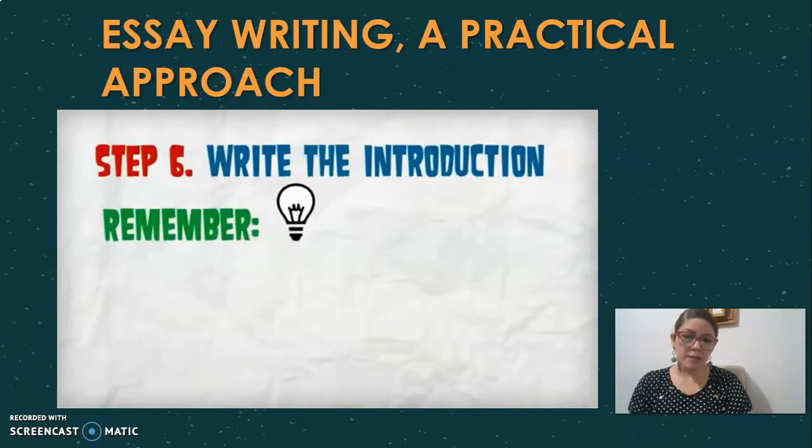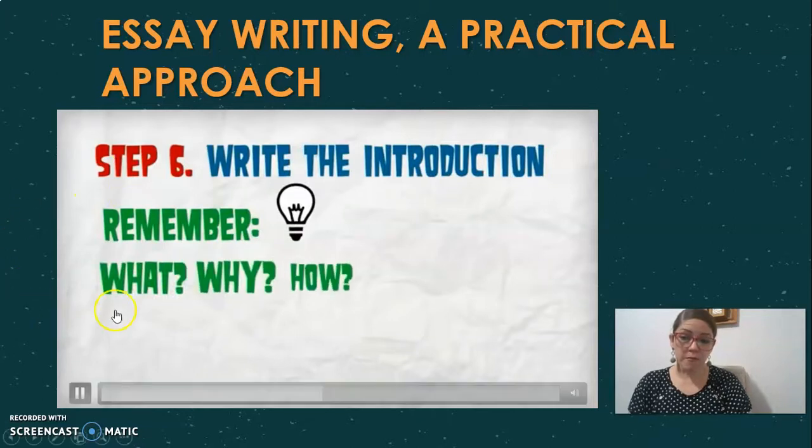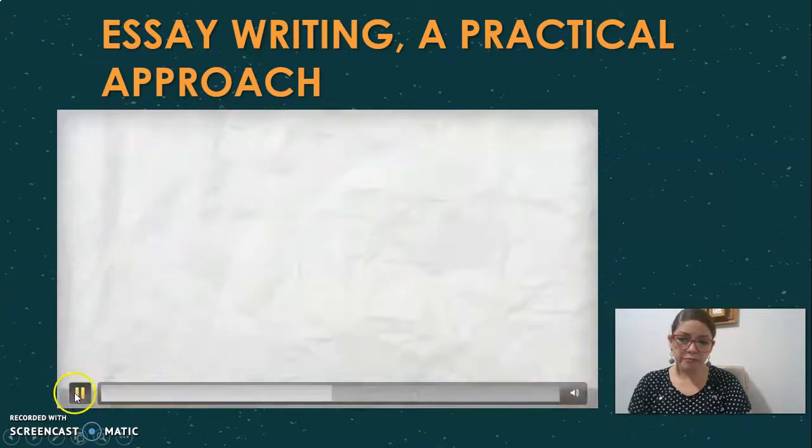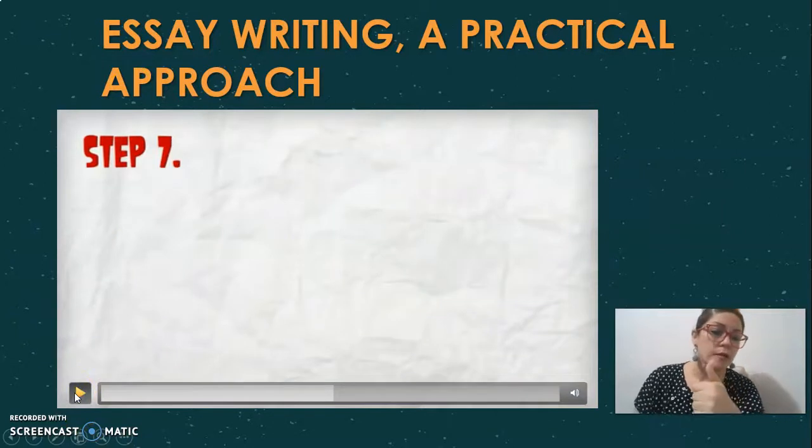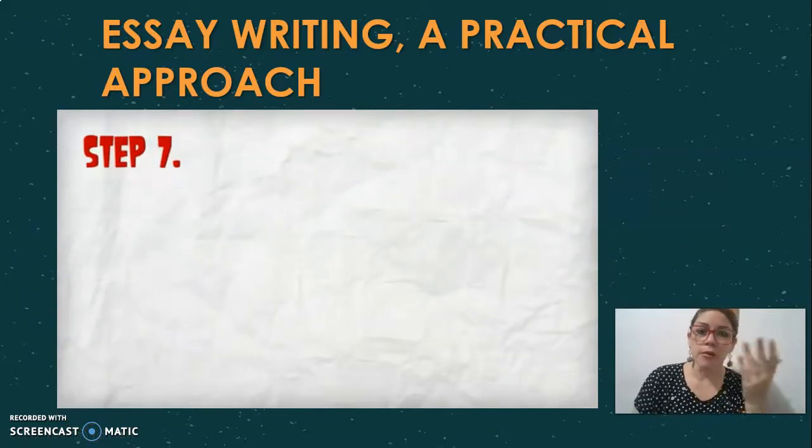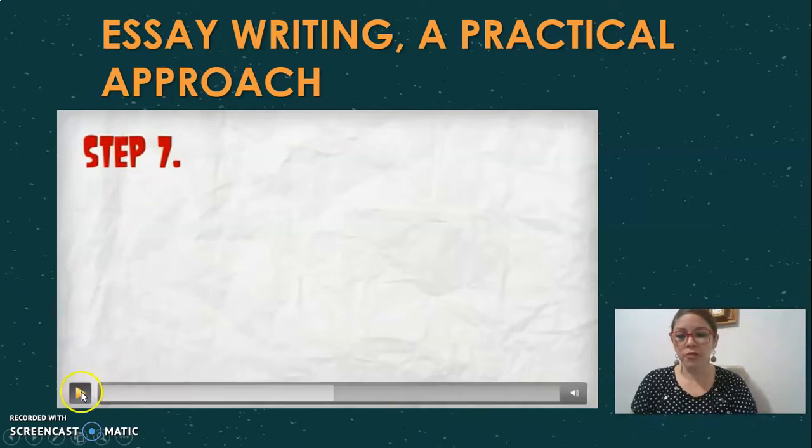On step 6, write an introduction and remember the basic words. Basic words: what, why, where, who. Typical words that we need to rephrase.